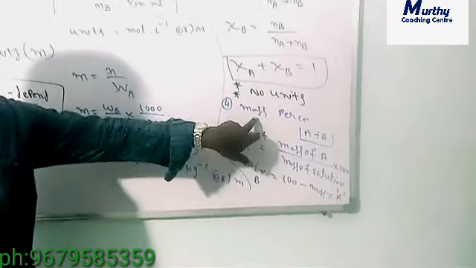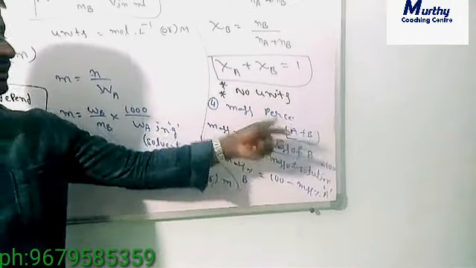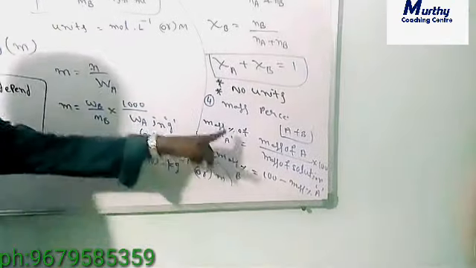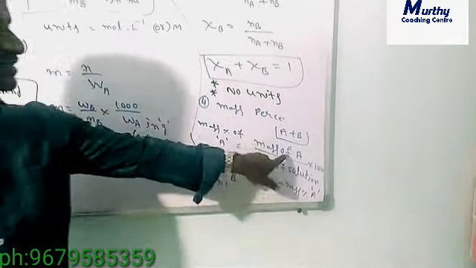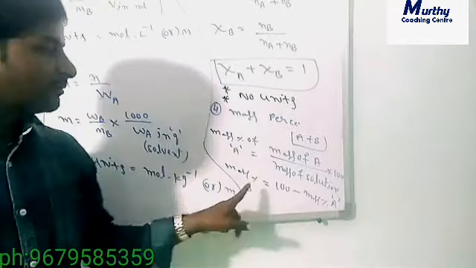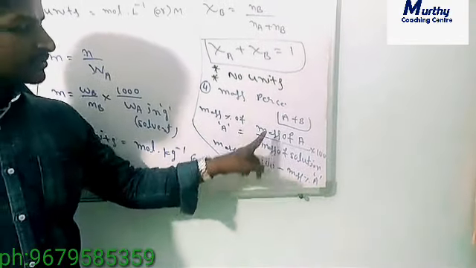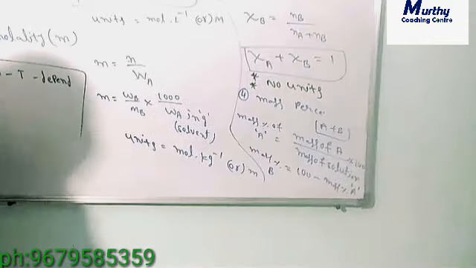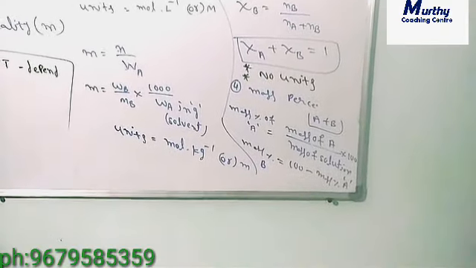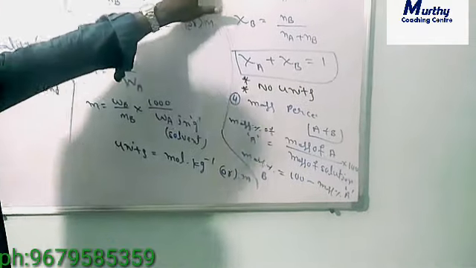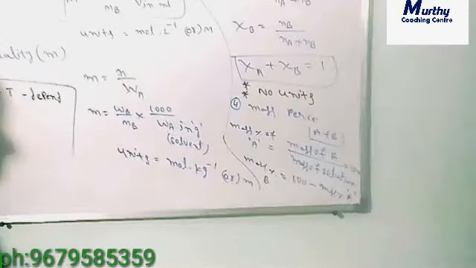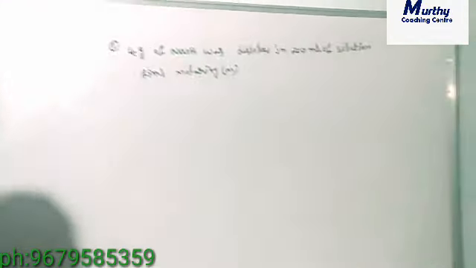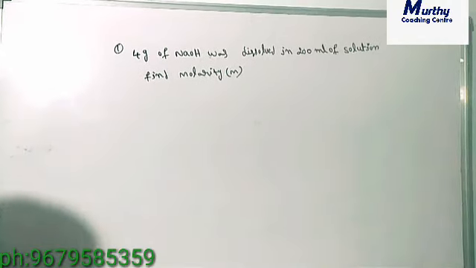So this is another concentration term, the mass percentage. Here also we are considering a binary solution, with A and B two components present. Mass percentage of A is mass of A by mass of solution into 100, and mass percentage of B is 100 minus mass percentage of A. These are the four main concentration terms in the solution topic: first molarity, next molality, next mole fraction, next mass percentage.